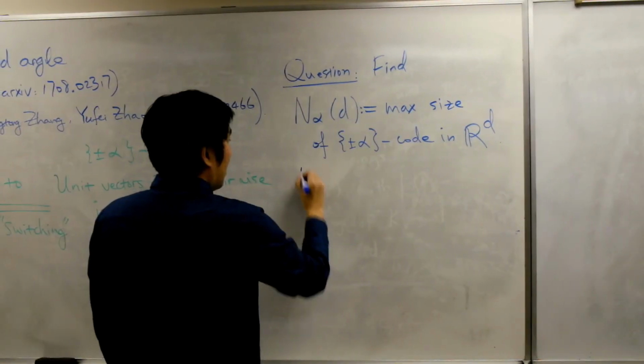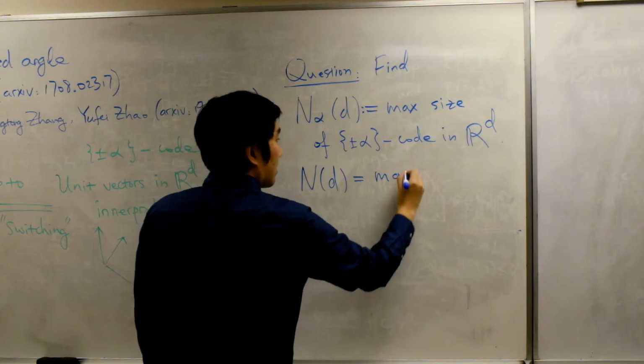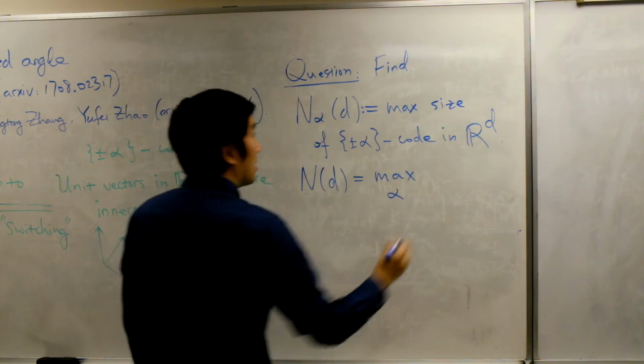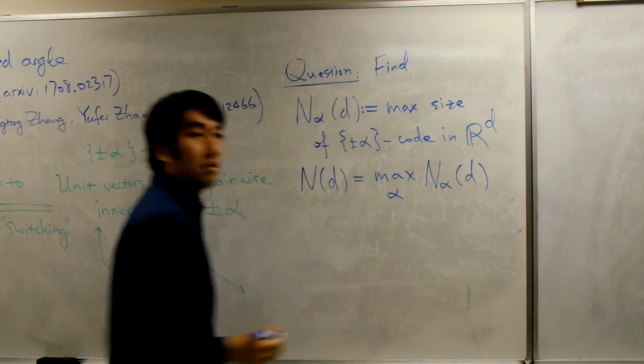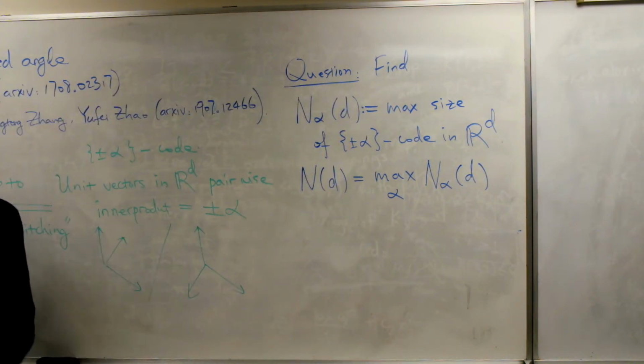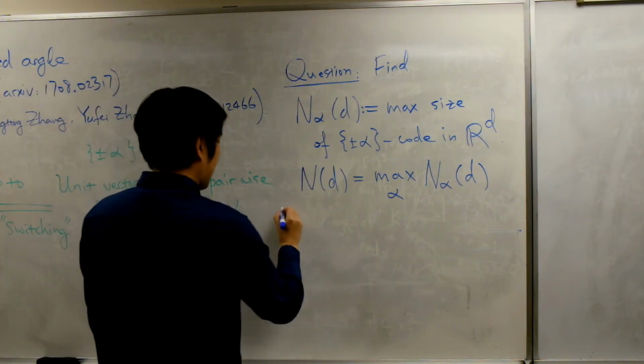Or there is another function I can try to study, which is that I choose the optimal angle alpha and I try to maximize it. In other words, now I don't restrict the angle between the lines, and I want to find the maximum number of equiangular lines I can place in R^d. Okay, so what do we know about these functions?